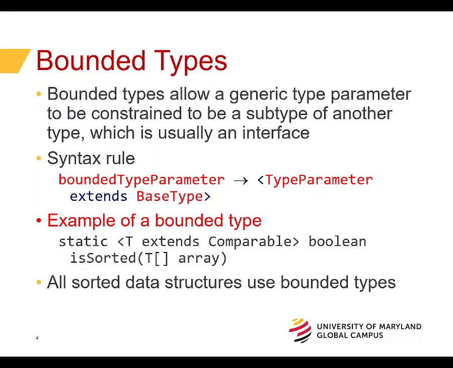Now let's consider a specific example that uses a bounded type. For simplicity, we will use a generic method, but the same approach would be used with a generic class. This method will test whether the elements of an array are in ascending order. To make such a check, the array elements cannot be just any type. They must be an ordered type, one which has a compareTo method defined that will enable us to check whether the array elements are sorted.